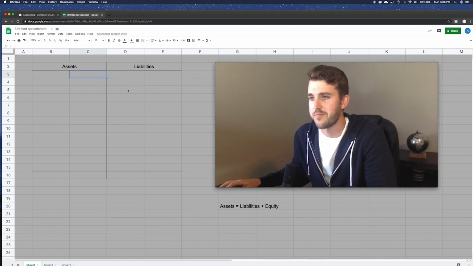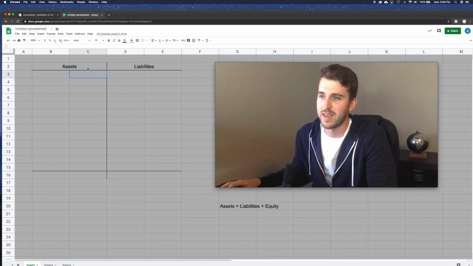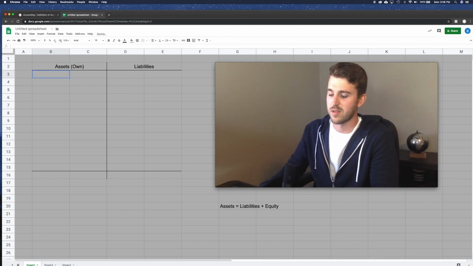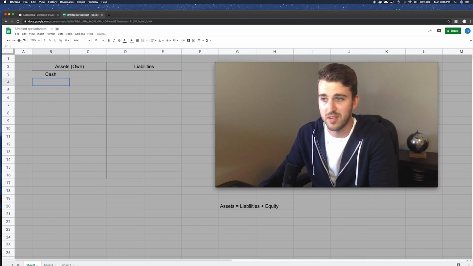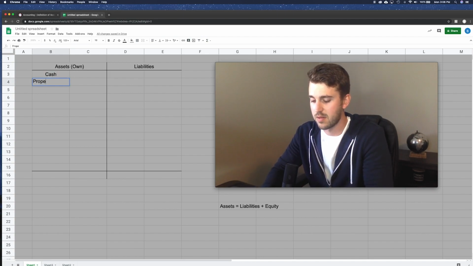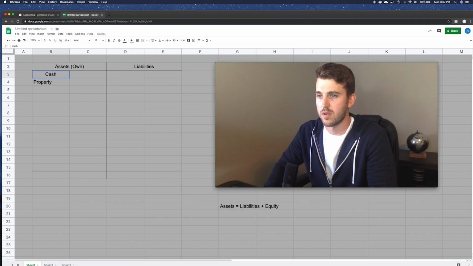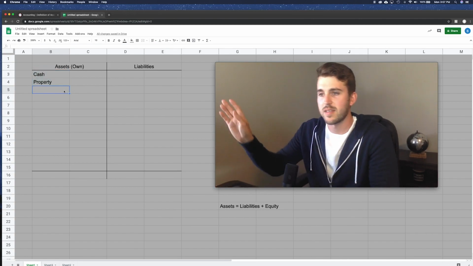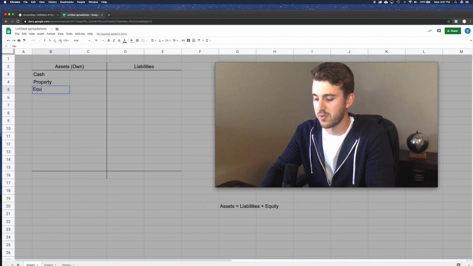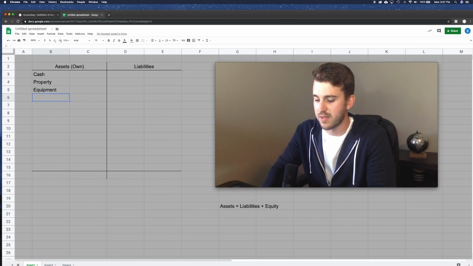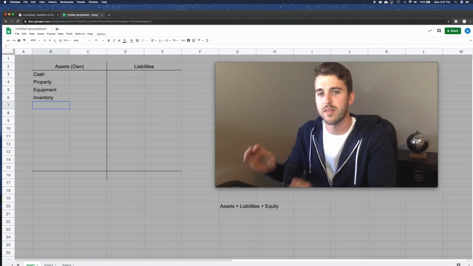Okay, so let's talk about what assets are. Assets are things that you own. So that would be cash, a really common one, right? Hopefully you have some cash, and maybe you own some property. Let's format this the same way. All right, cash. Maybe you own some property. Let's go back to this t-shirt company. So they own some equipment to produce their t-shirts. What else? Let's say they also have inventory. They have t-shirt inventory. Those are all things that they own.